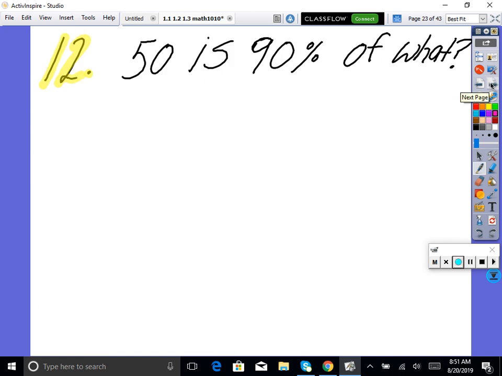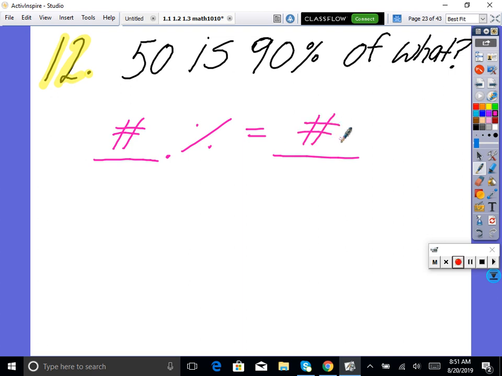Okay, so let's do this one. 50 is 90% of what? Now, we have to set this up. So we have a number times by some percent, and that's going to equal some new number. So we've got to be careful here. 50 is 90% of what? 50 is. So where should the 50 be? Here or here? The second one, right? So equals 50. Do we know the first number? No, we don't know the first number, but we do know the percent. 0.90. Solve for the number.